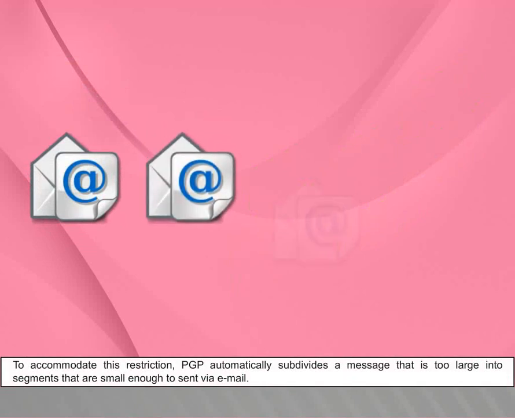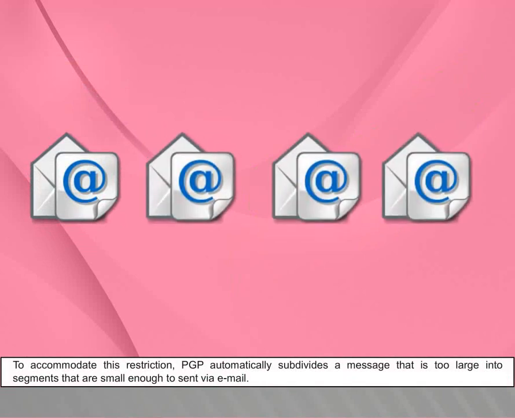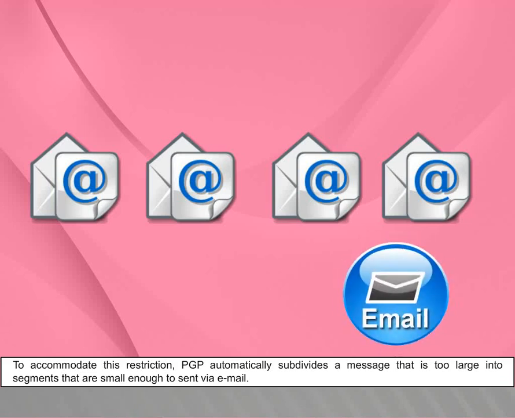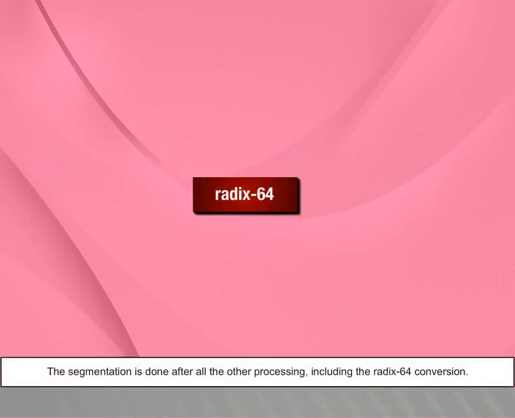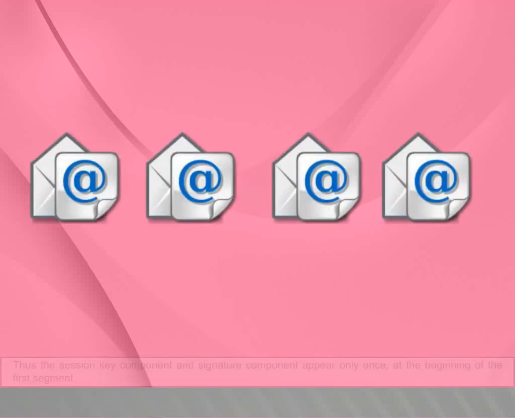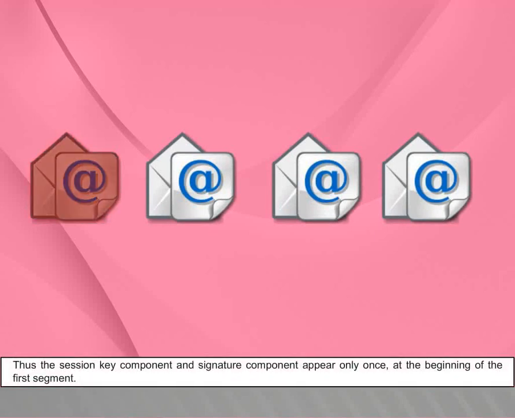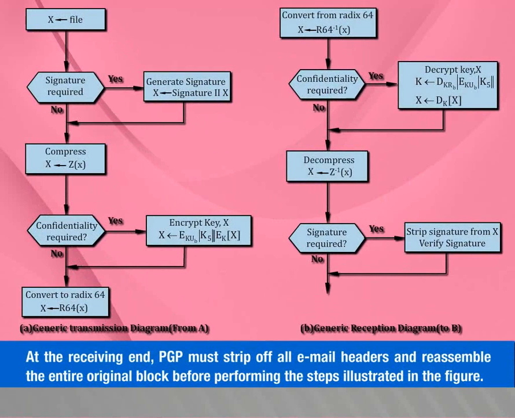To accommodate this restriction, PGP automatically subdivides a message that is too large into segments that are small enough to send via email. This segmentation is done after all the other processing, including the radix 64 conversion. Thus, the session key component and signature component appear only once at the beginning of the first segment. At the receiving end, PGP must strip off all email headers and reassemble the entire original block before performing the steps illustrated in the figure.